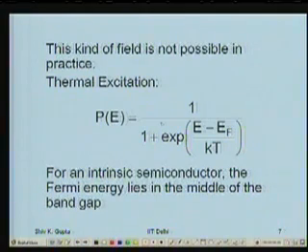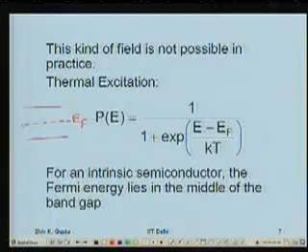Now, in intrinsic semiconductors, the Fermi energy lies in the middle of the band gap. The probability of occupation is 50%, but there is no energy stored there. Allowed state is not there. It's a forbidden gap. There will be no electron there, right? So that's the situation. Fermi energy is here.